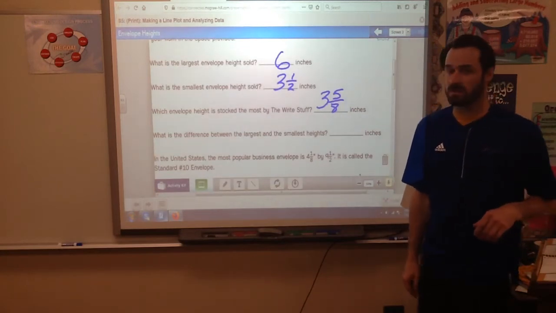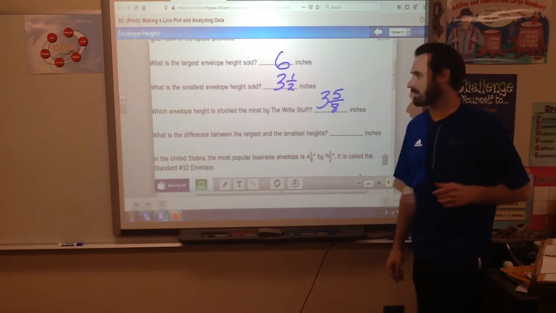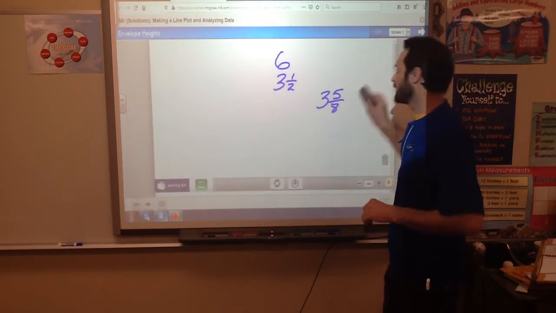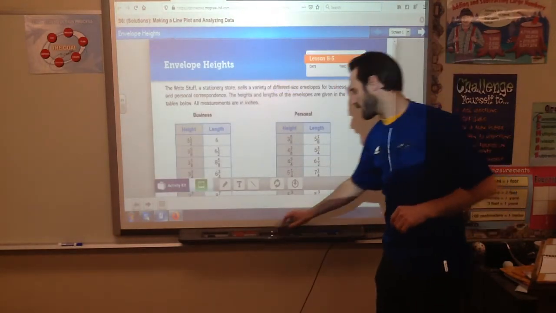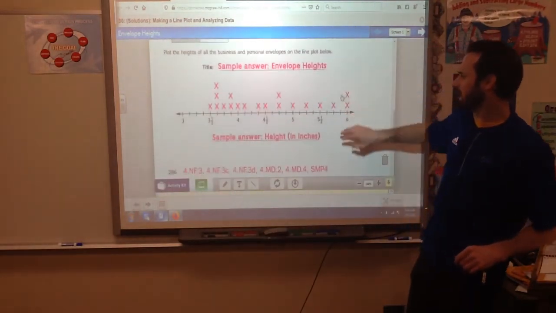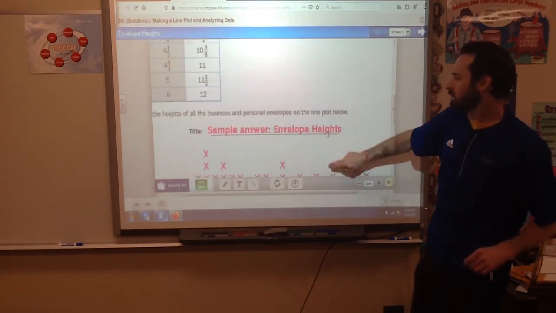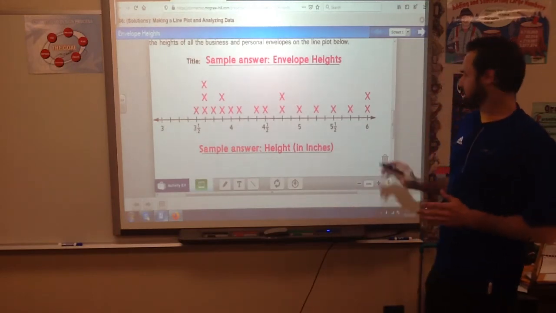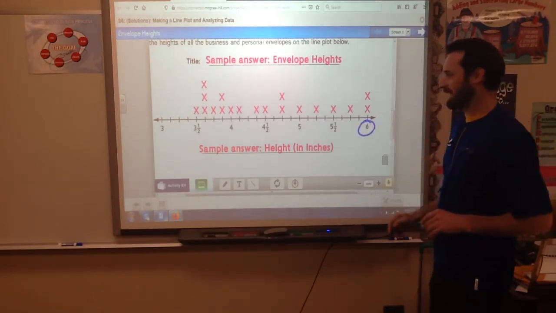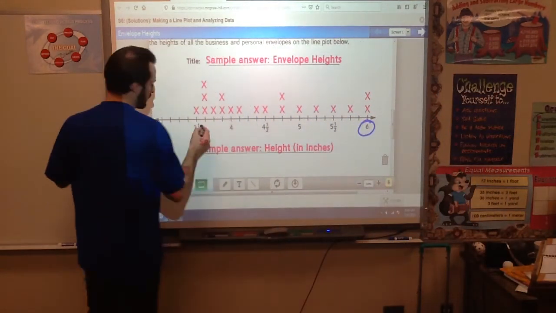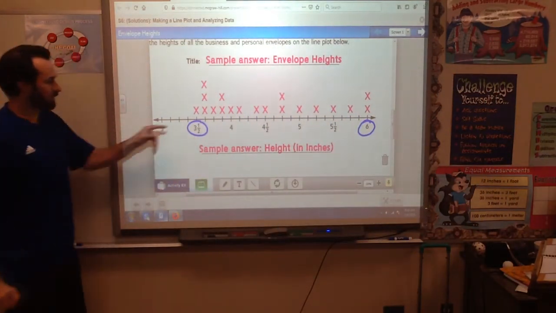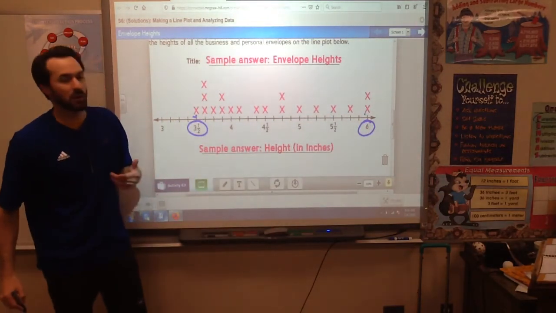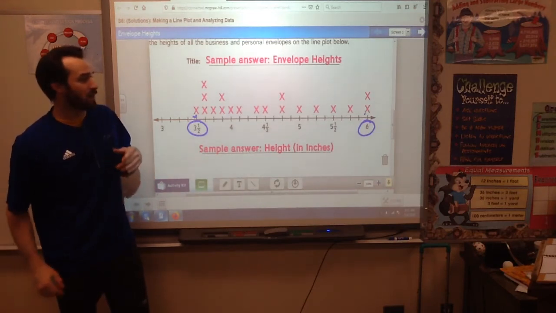So what we need to do is we need to look back at our line plot. And rather than switch back and forth, I'm going to leave this here so that we can look at what we actually have. So when you look at the largest, it is the biggest number with an x. So that's 6. And the smallest is the smallest number with an x, which is this one, 3.5. It's the first x, and what would be the last x? Now I know there's 2 on 6, but it's still the last x. So we want to know the difference.